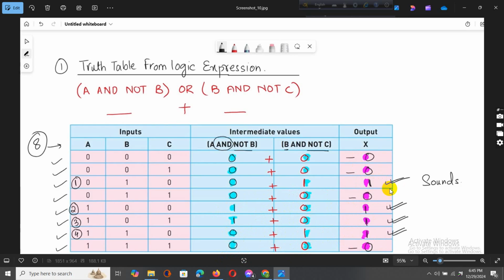We see that there are 4 outputs where the output is 1. So for this particular condition, the output will give you 1. So if any of these logic expressions is 1, then your output will be 1, or your alarm will give you sound.